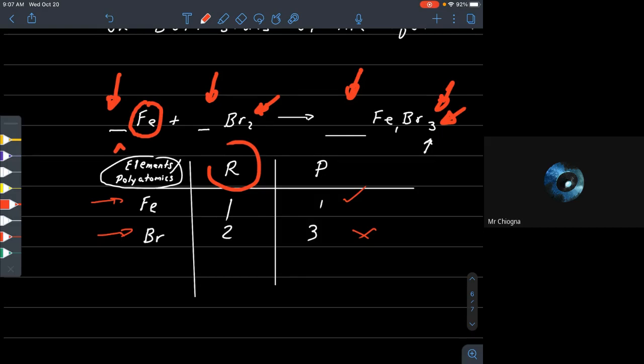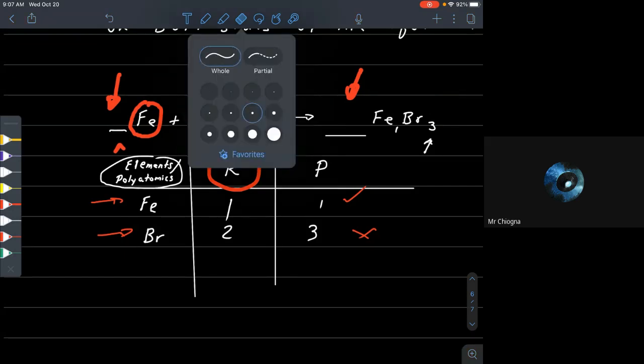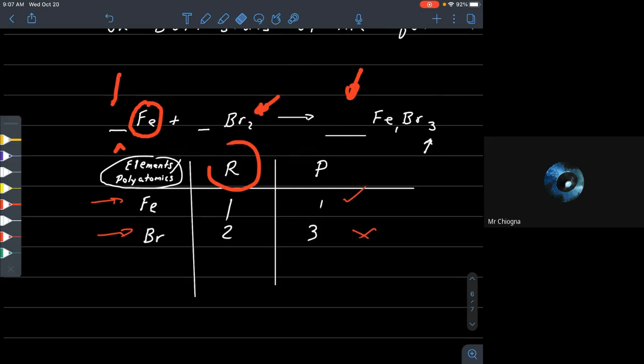You can't change those subscripts. If you change the subscript, you're changing the compound. So that's the rule. You can only change these numbers here. Erase it and highlight it again. You can only change these numbers in front, the coefficients. That's it.